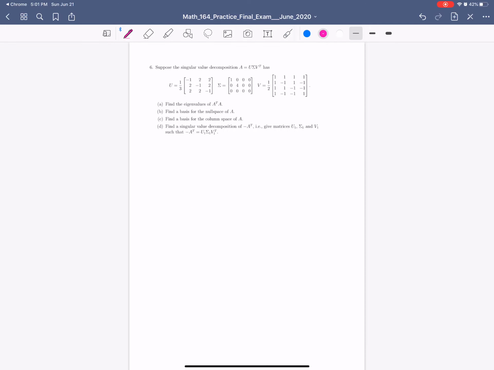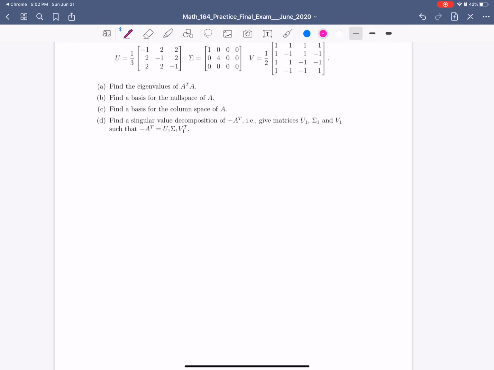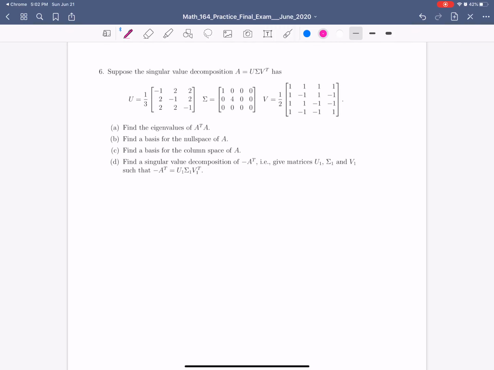All right, next problem. Suppose the singular value decomposition of A has these U, sigma, and V given. Find the eigenvalues of A transpose A.